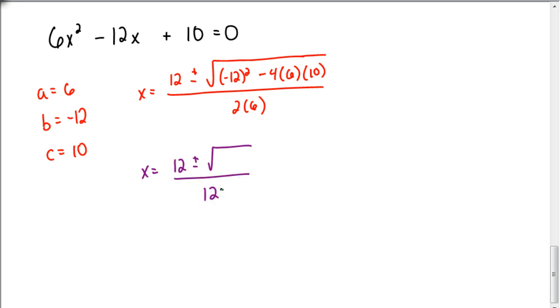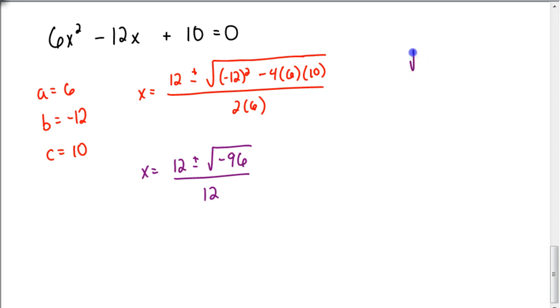Okay, so let's see what we get underneath the radical. Negative 12, when you square that, is a positive 144. Negative 4 times 6 is negative 24. Times 10 is a negative 240. So I have 144 minus 240, which gives us an answer of negative 96. Okay, so now we have the situation. We have the square root of negative 96.